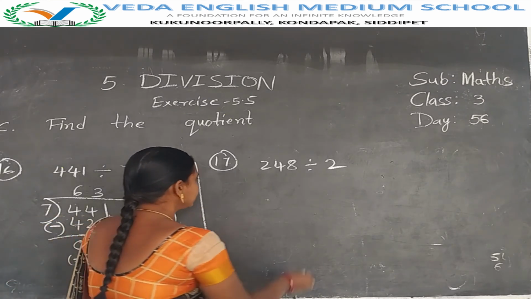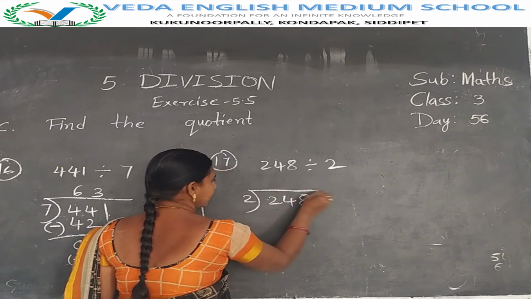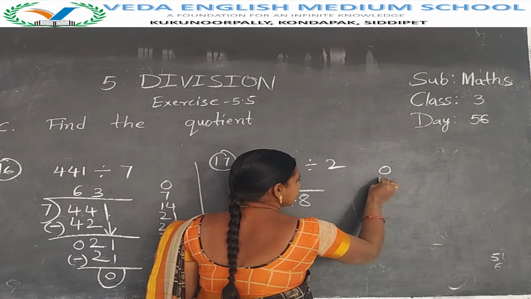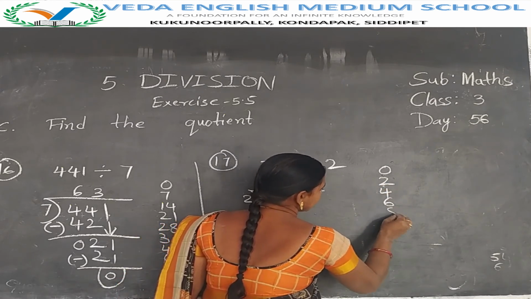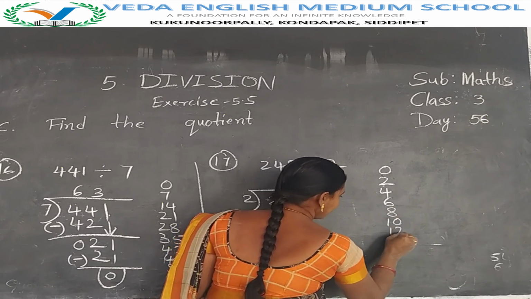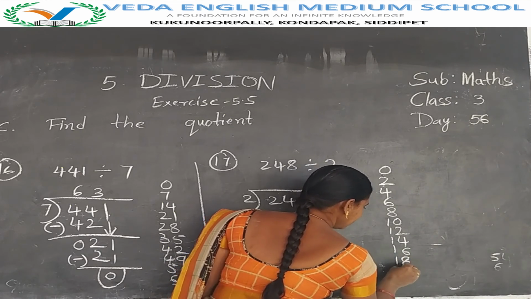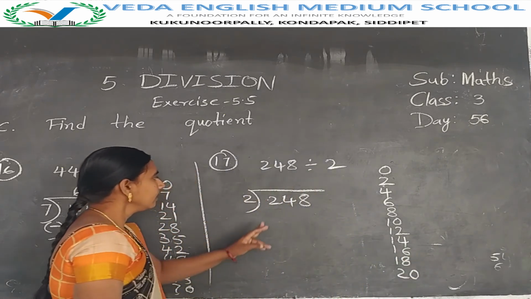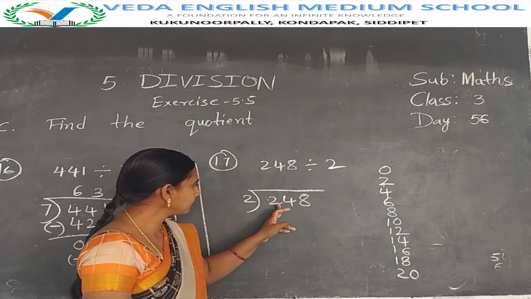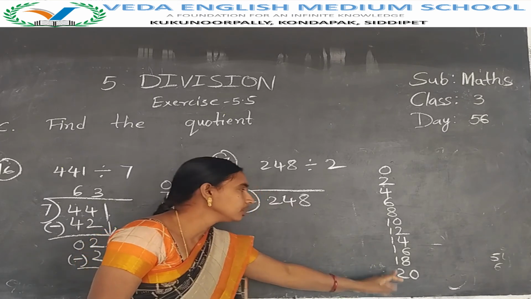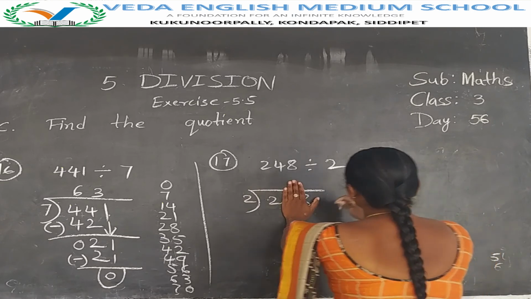Next, 17th problem. See, your divisor is 2. The dividend is 248. Now write the 2 table here. 2 zeros are 0, 2 ones are 2, 2 twos are 4, 2 threes are 6, 2 fours are 8, 2 fives are 10, 2 sixes are 12, 2 sevens are 14, 2 eights are 16, 2 nines are 18, 2 tens are 20. Okay, here take only one digit. We could take 2 digits, that is 24, but here the table ends at 20. So that's why I take only one digit. Here the first digit is 2.